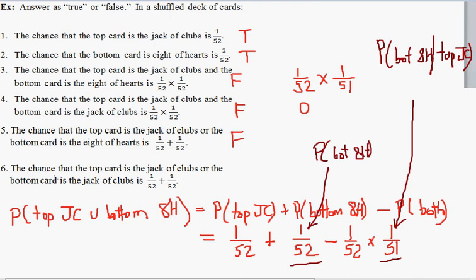Finally, part 6, the chance that the top card is Jack of Clubs or the bottom card is Jack of Clubs is 1 over 52 plus 1 over 52. That one is true because these events are mutually exclusive. The Jack of Clubs cannot simultaneously be the top card and the bottom card, and so here we just simply add those probabilities together.